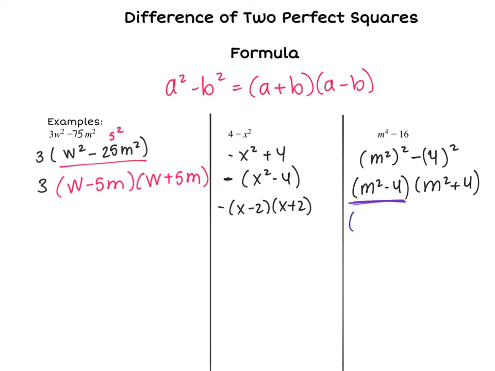So what we would have here is m minus 2, m plus 2, and we still have our original second parentheses, which is m squared plus 4. And since that is a sum of perfect squares, we are done factoring.